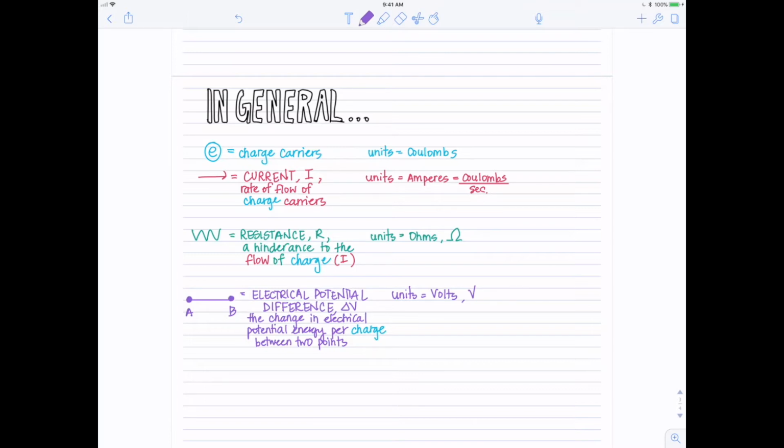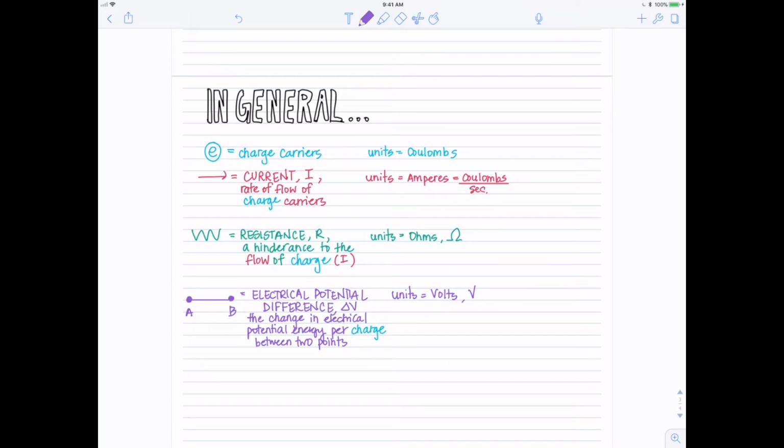So the first is the charge carriers, which you guys know could either be negatively charged or positively charged. Positive charge carriers would indicate, when they flow, the direction of conventional current, and negative charge carriers would flow the opposite way for us in a circuit. The units of our charge carriers are coulombs. So coulombs are the unit that we use to measure how many charge carriers or how much charge we have.